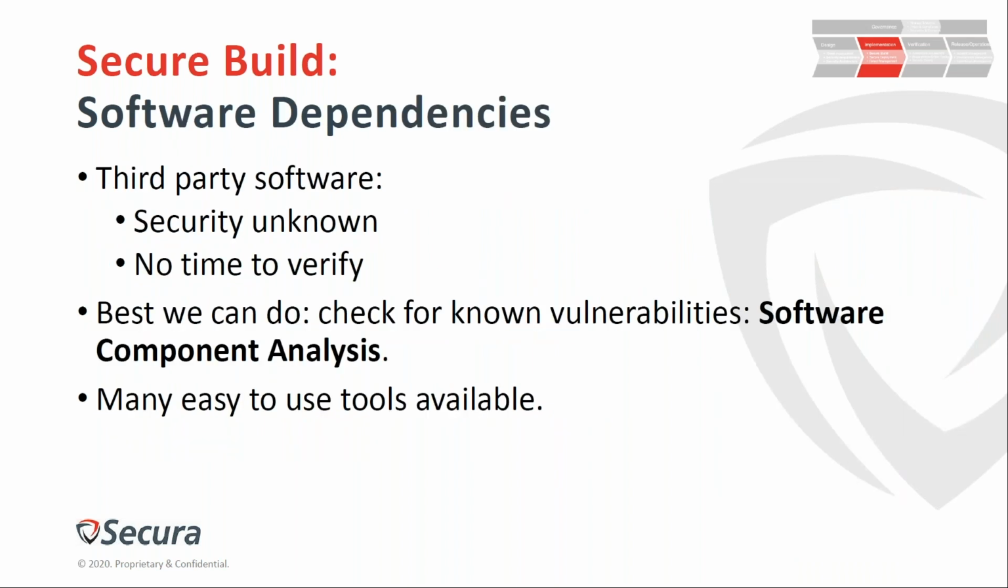But not all of the code that we write is written by ourselves. Much of it is written by other people, third-party software. And the disadvantage of third-party software is that we don't know how secure that is. We also don't have the time to verify it. Otherwise, we could have written the software ourselves. So the best we can do is to check the software for known vulnerabilities. And we call this a software component analysis. Also, nowadays, you can find many free and commercial tools that try to do this.